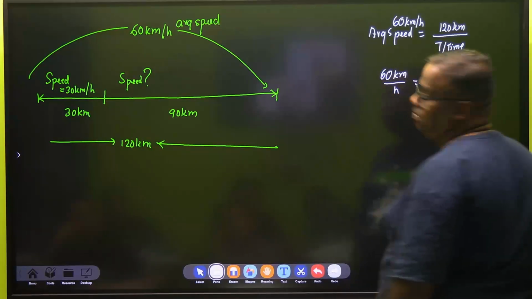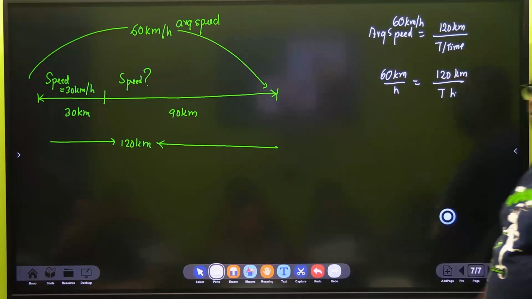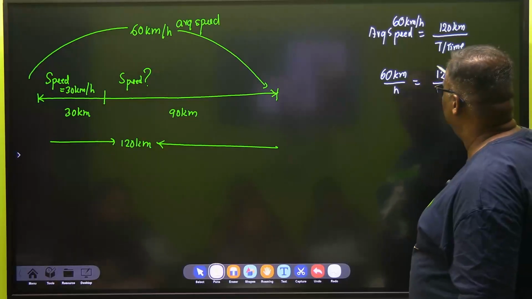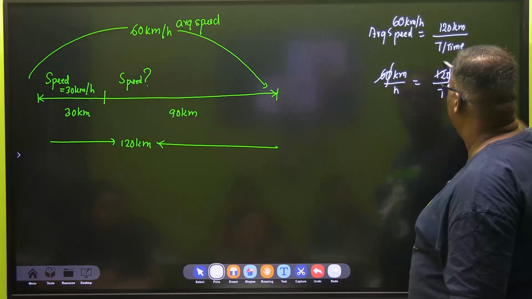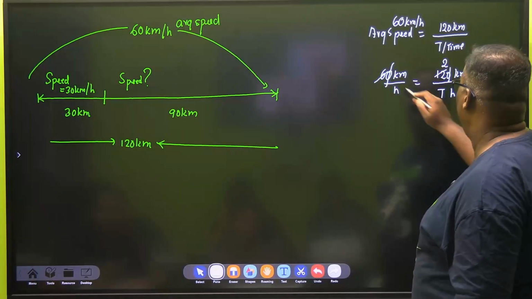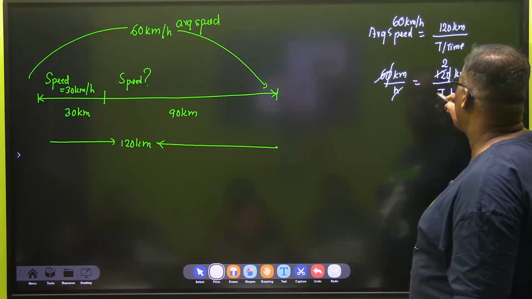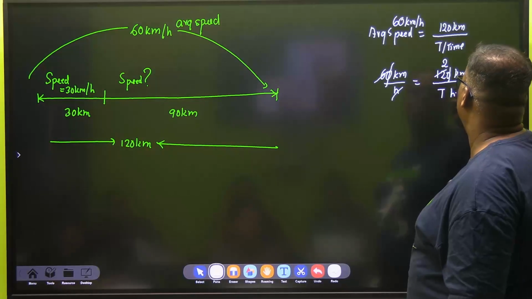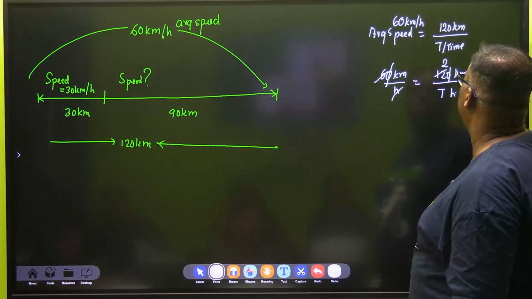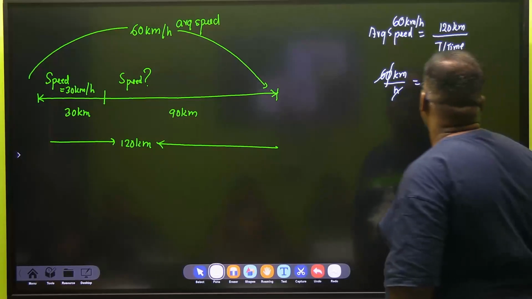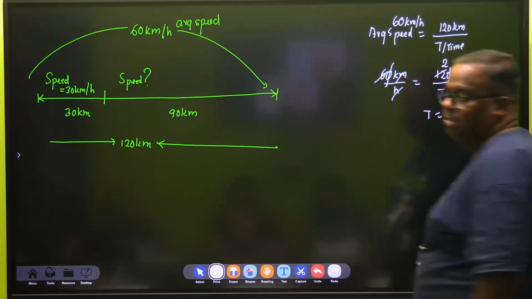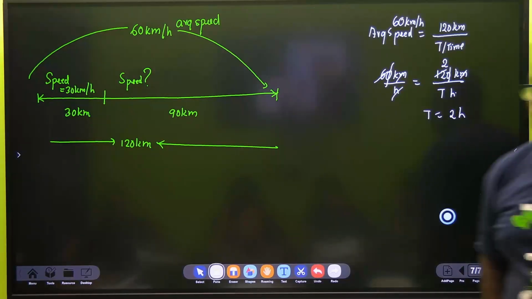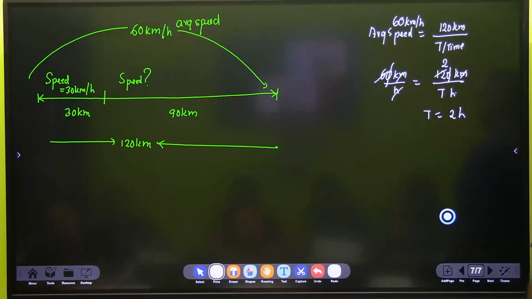This T we don't know. But now we can find out. Now how to do the calculation? Look, 0 takes away 0, and 6 twos are 12, and hours take away hours. Kilometer per hour, 120 kilometers and hours. So T hours. So kilometers takes away kilometers. So our T is 2 hours. Overall the journey should take how much? 2 hours. Have you understood this much?